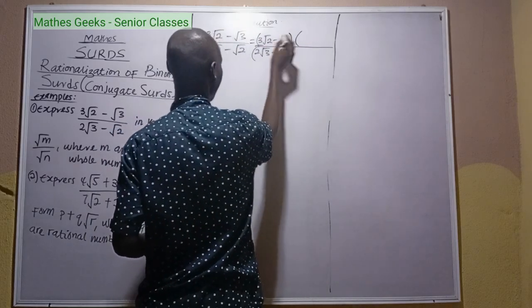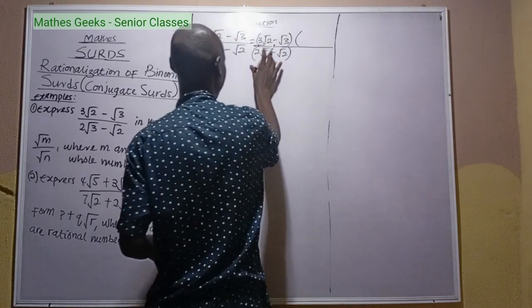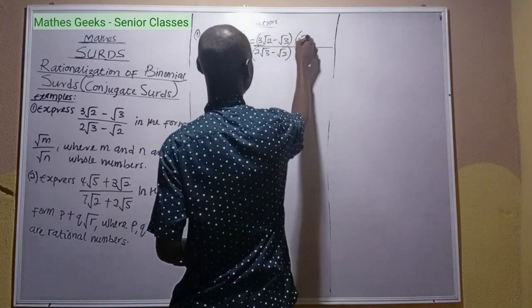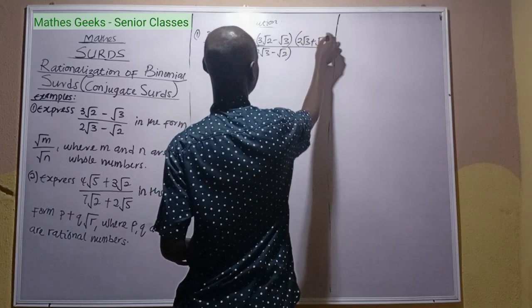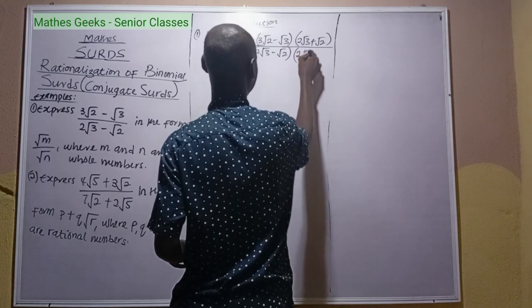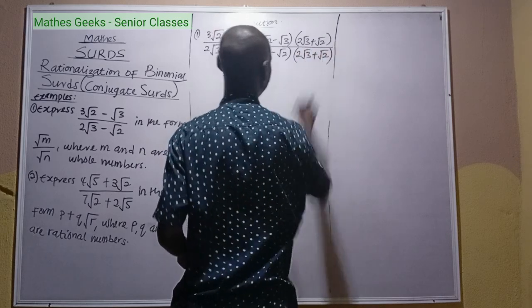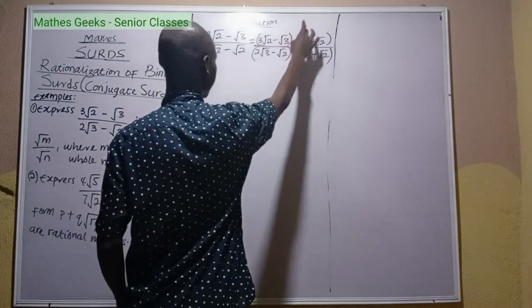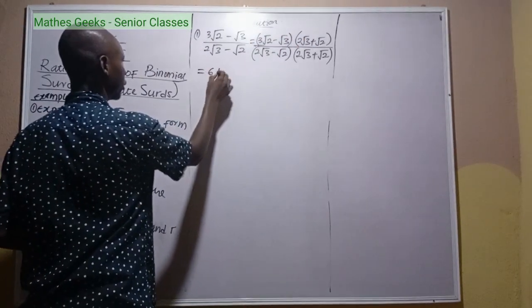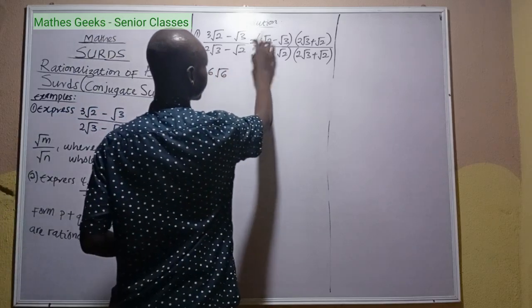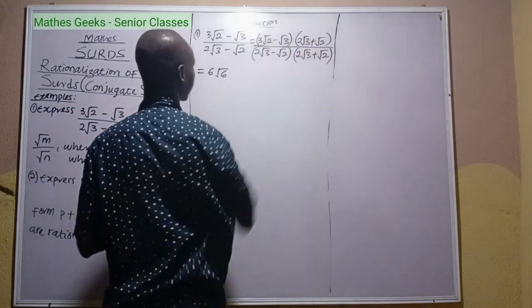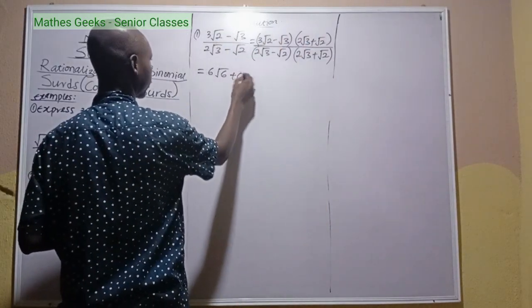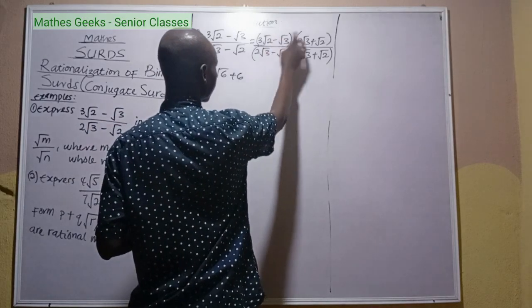We need to multiply both numerator and denominator by the conjugate of the binomial surd, which is the denominator. So the conjugate is 2 root 3 plus root 2. This will give us 3 times 2 is 6, root 2 times root 3 gives 6 root 6. Then root 2 times root 2 is 2, so 2 times 3 will give us plus 6.